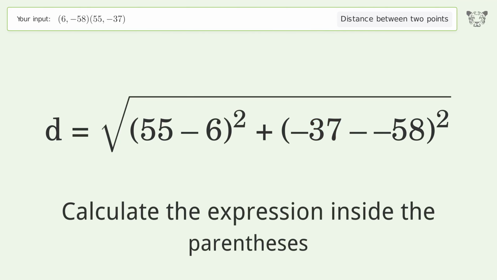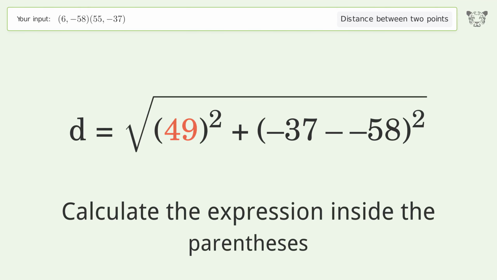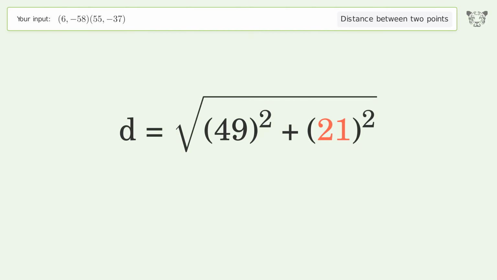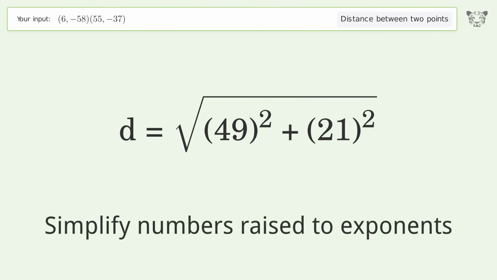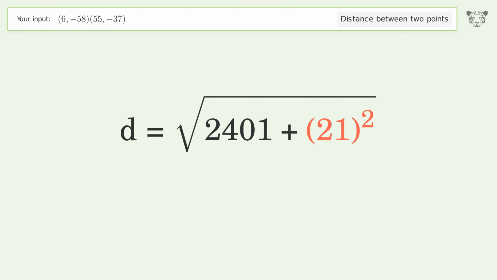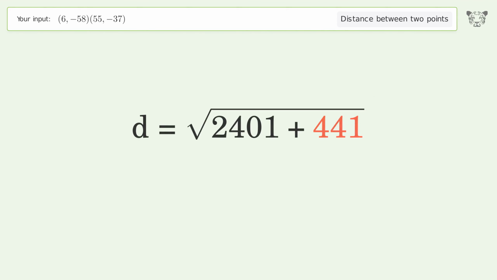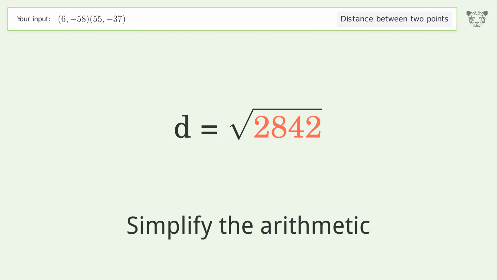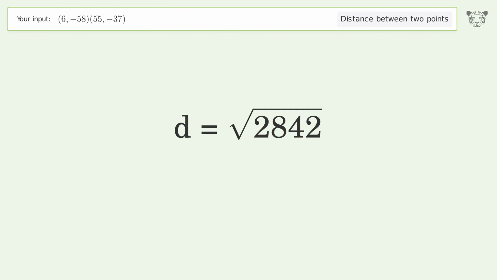Calculate the expression inside the parentheses. Simplify numbers raised to exponents. Simplify the arithmetic. And so the distance between the 2 points is the square root of 2,842, or 53.31.